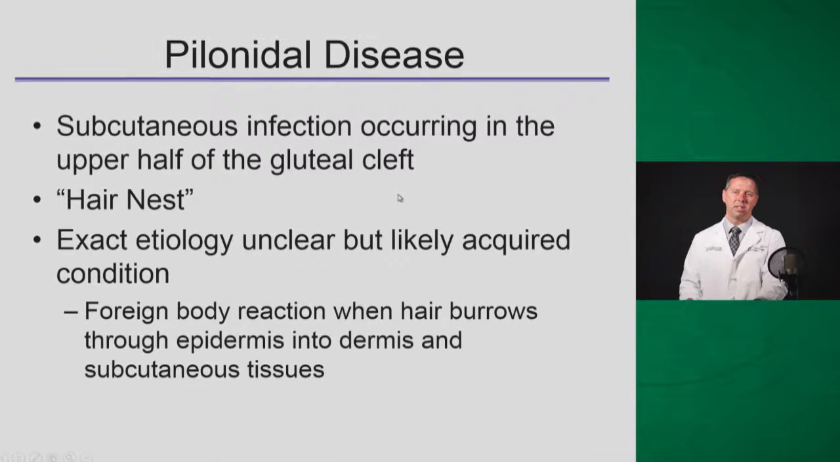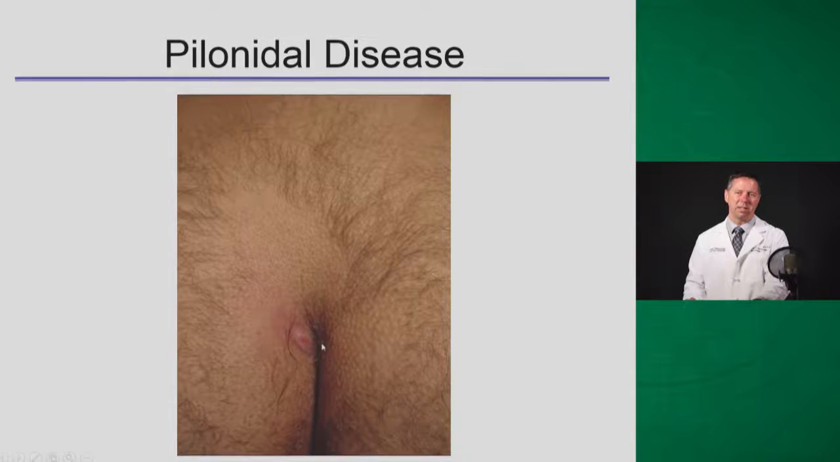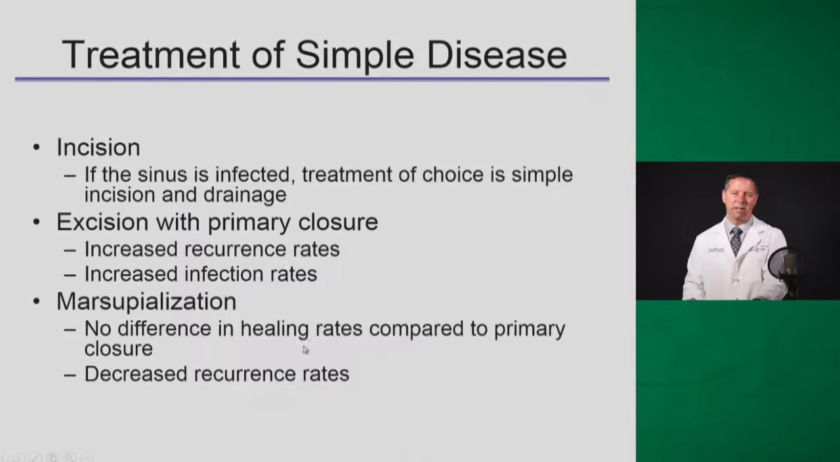As far as pilonidal disease goes, this is our last topic we're going to discuss here: subcutaneous infection occurring in the upper half of the gluteal cleft. It's a hair nest. The exact etiology is unclear, but it's likely an acquired condition, a foreign body reaction when hair burrows through the epidermis into the dermis and subcutaneous tissue. Some people debate if you're born with it or if it's acquired. Not exactly clear, but the treatment is fairly straightforward regardless of how it's caused. It generally looks like this: somebody who's fairly hirsute, with some draining openings in their gluteal cleft.